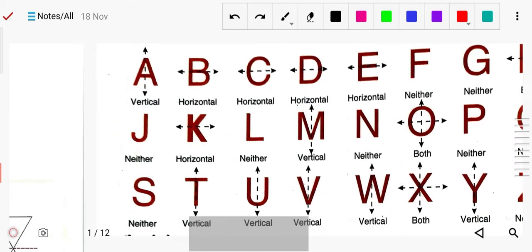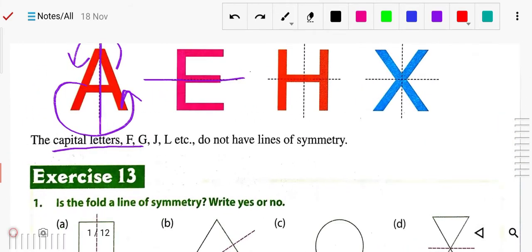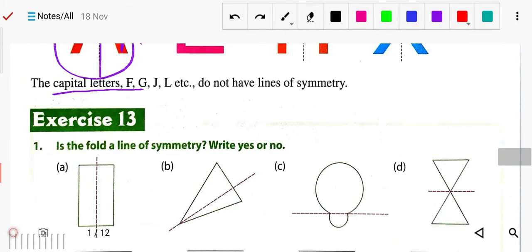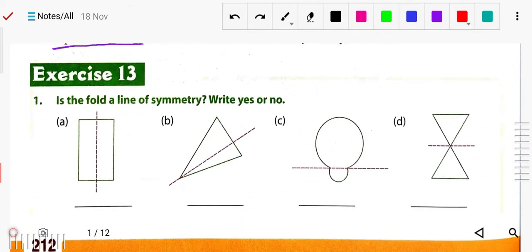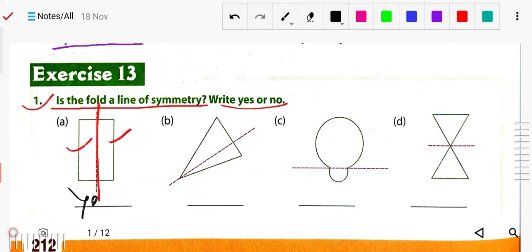Now we will solve exercise 13. Let's solve exercise 13. First of all, is the folded line a line of symmetry? Yes or no? Meaning, is that line a line of symmetry or not? If you fold it from this line, will these two portions, these two sides, cover each other? Yes or no? Yes, it is possible. So right here, yes.